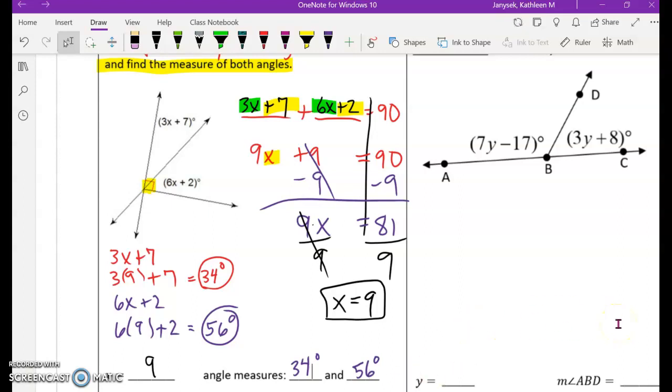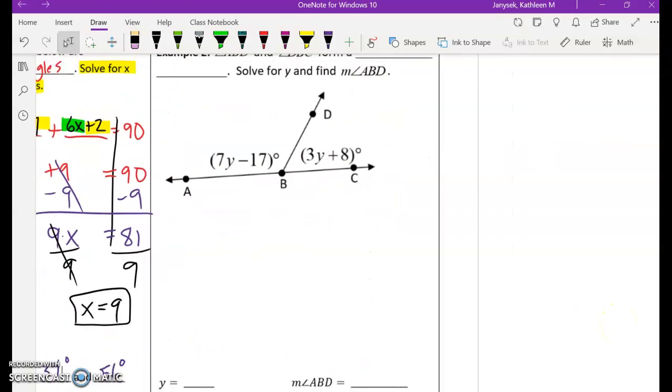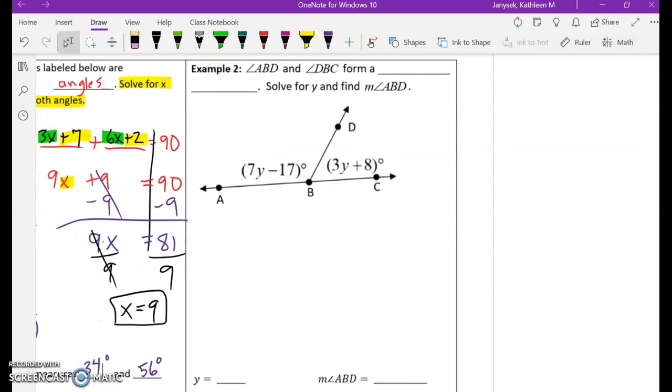So now let's go ahead and look at the second one. I'm going to help you set up the equation, and then I'm going to have you pause the video and try and solve it yourself. So this one, notice that the two angles together form a line, which means this is called a linear pair. So let's write that down, linear pair.